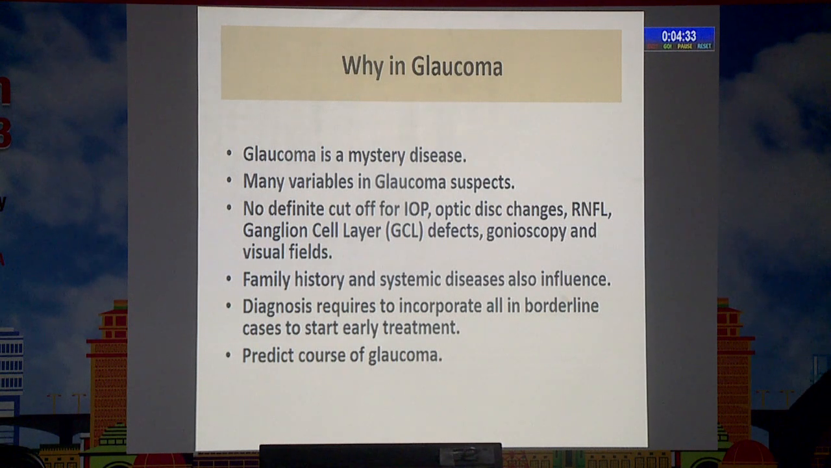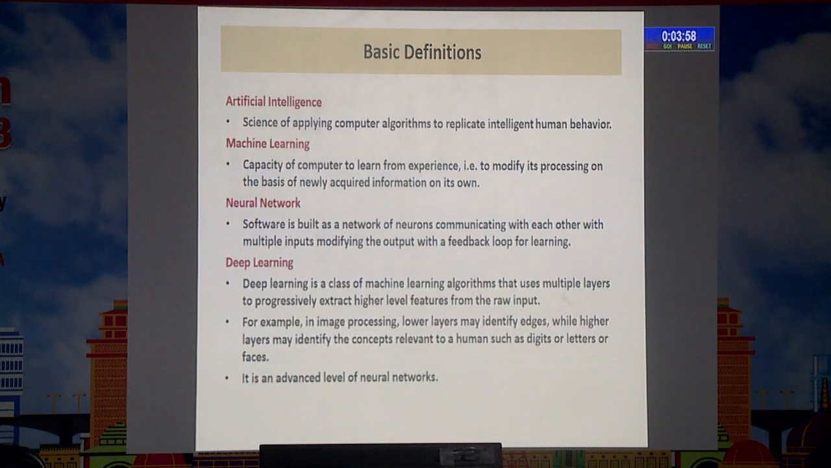Why we have picked glaucoma for artificial intelligence is because glaucoma is a mystery disease. Many of the variables in glaucoma do not have a definite cutoff line, like the intraocular pressure or the optic nerve changes, the RNFL, the ganglion cell layer, et cetera. Family history and systemic diseases also influence glaucoma, so diagnosis requires incorporating all the borderline cases to start early treatment and predict the course of the disease. So all these have to be integrated to come to a final conclusion.